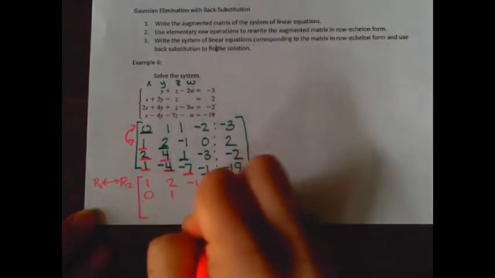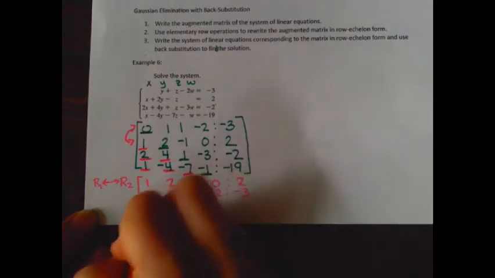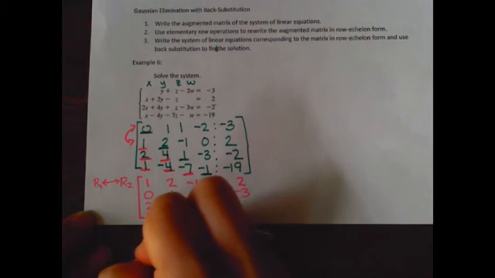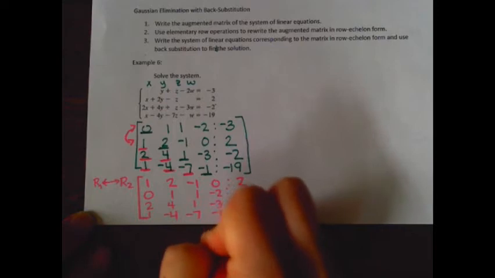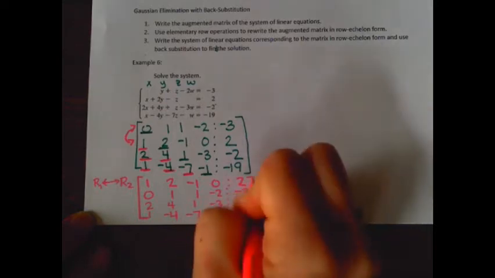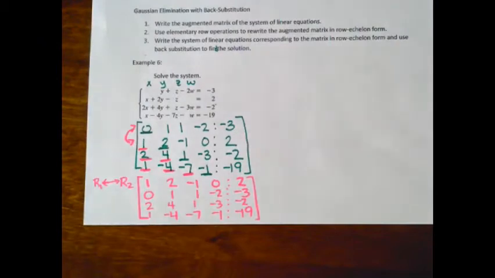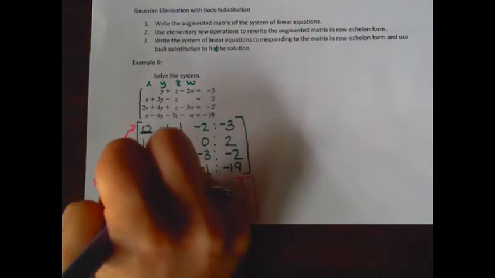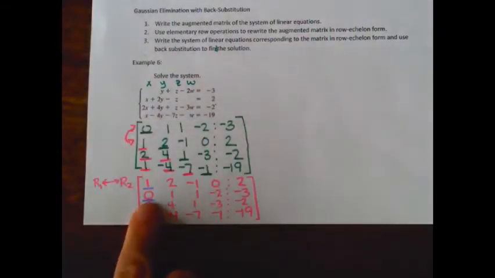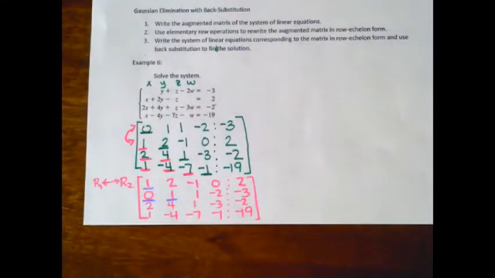Okay, so 1, 2, -1, 0, 2, then 0, 1, 1, -2, -3, and then the 3 and 4 are going to stay. Okay. All right, is everyone okay with that? Now, as we did that, something nice happened where we got our 1. We also got 0 for my X in the second equation, and we got 1 for my coefficient there, right?